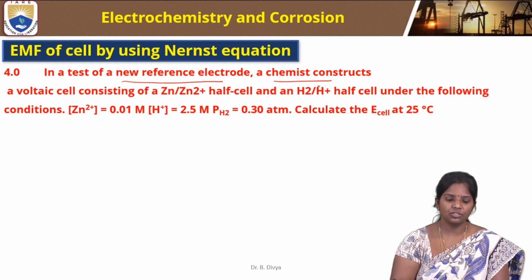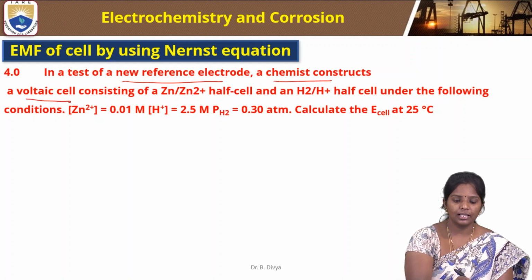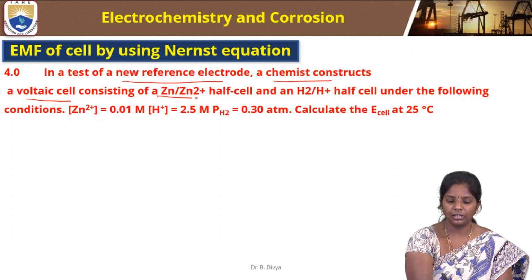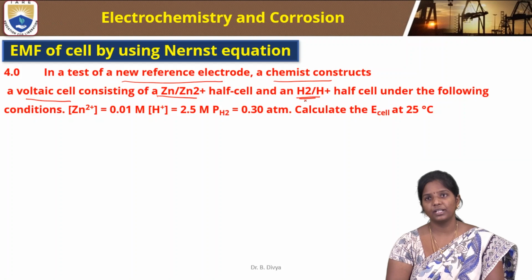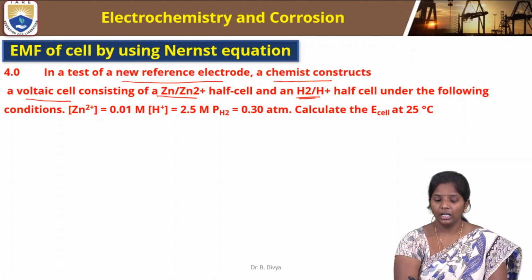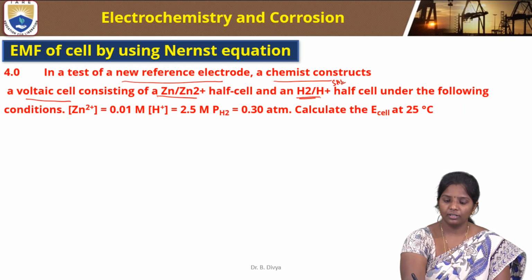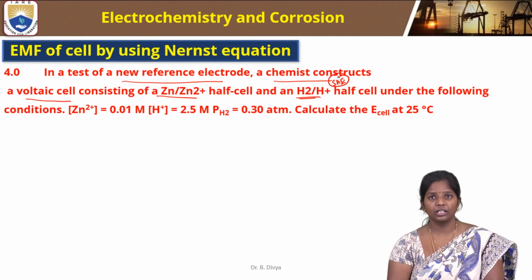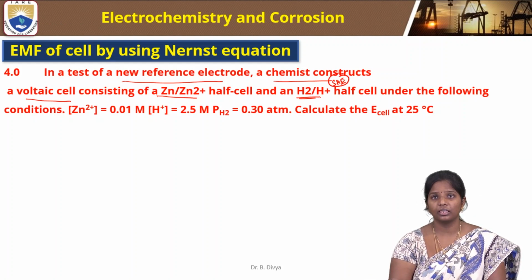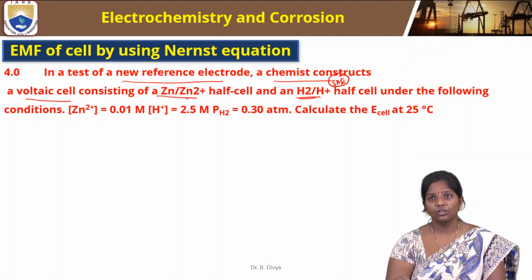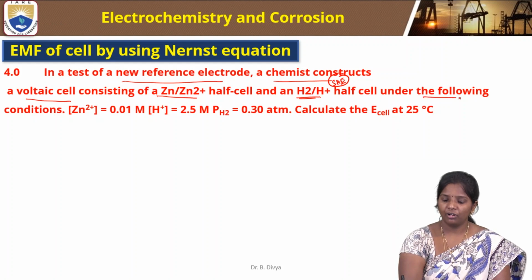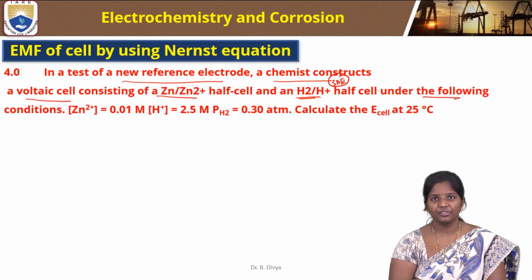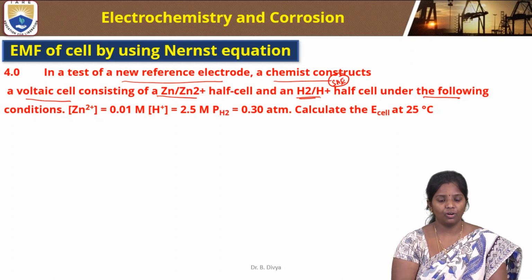So a chemist constructs a voltaic cell consisting of a zinc, Zn2+ ions half cell, and hydrogen, H2 to H+ ions. So if we see here, this is the standard hydrogen electrode, SHE. So the new reference electrode is nothing but the zinc electrode. So we have to test this reference electrode under the following conditions. The two half cells are made into a voltaic cell with the following conditions.